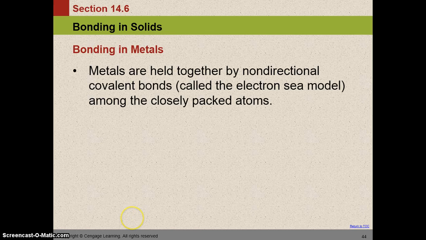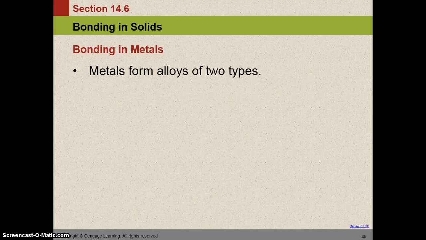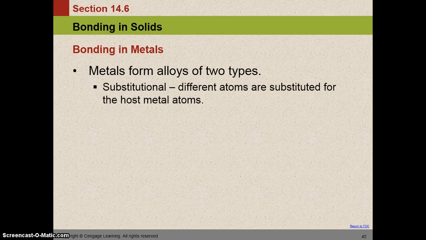So what goes on when you bond between metals or within metals? Metals are held together by non-directional covalent bonds, and this is referred to as the electron sea model. Metals form alloys of two types, and metal alloys are what you get if you take metals and mix them together. These aren't chemical bonds within an alloy, they're a mixture.